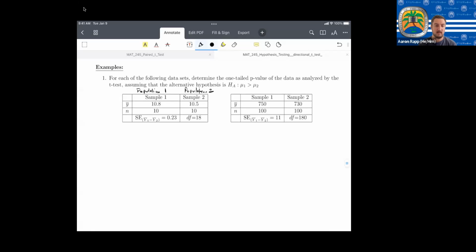We're given 2 boxes of data to do 2 different calculations. We're going to go with the first box. We have a sample mean of 10.8 for the first sample and a sample mean of 10.5 for the second sample. We're also given that the standard error for the difference is 0.23 with 18 degrees of freedom, which means I need to figure out the test statistic for all of this sample data. I'm going to have in the numerator 2 terms being subtracted, then a term in the denominator. Let's go with the numerator first. What will I be subtracting in the numerator?